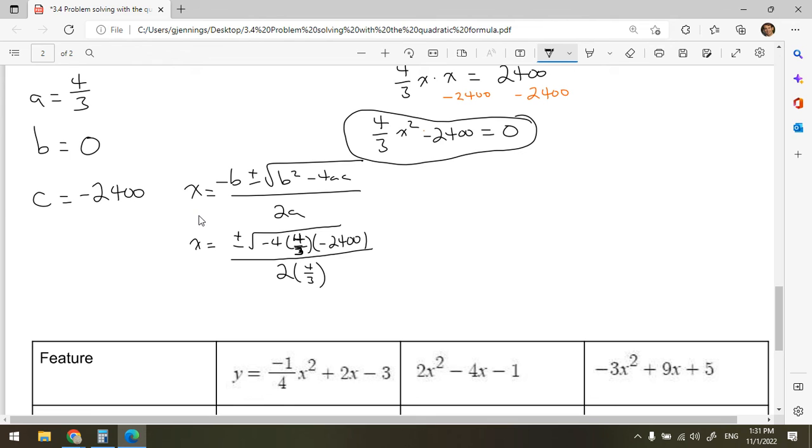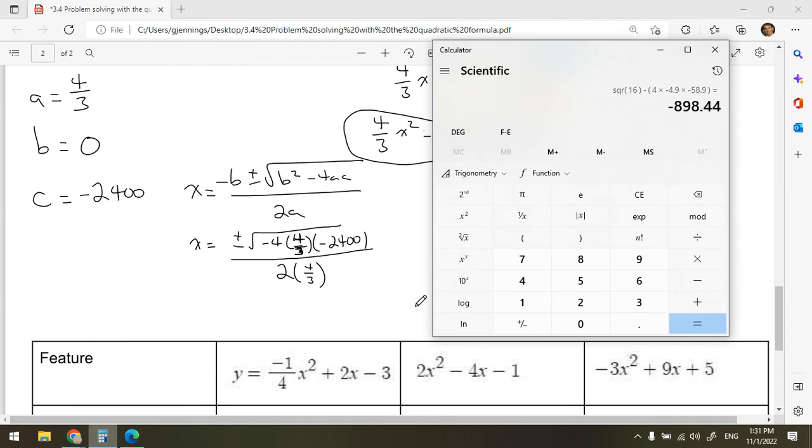Negative 2,400 divided by 3 gives me negative 800. Multiplied by 4 gives me 3,200. Multiplied by 4 gives me 12,800. So do it on a calculator and confirm.